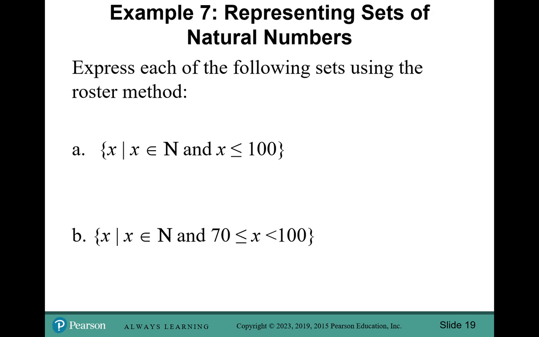So, let's see. Example 7, representing sets of natural numbers. Express each of the following sets using the roster method.